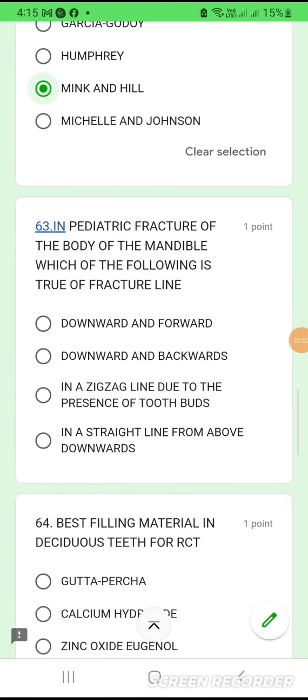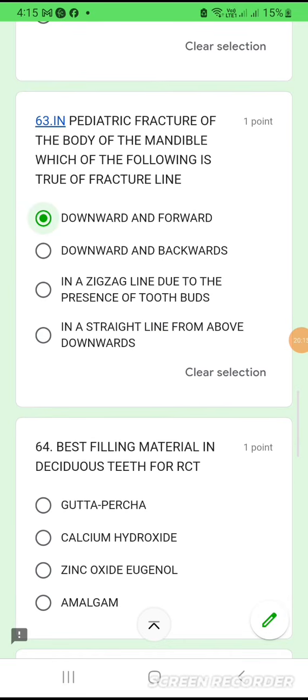Question number 63. Pediatric fracture of the body of the mandible. Which of the following is true of fracture line? In case of a pediatric fracture in the body of the mandible, the fracture line will be always downward and forward. So option A is the correct answer. Downward and forward. It is not downward and backward. It is not in a zigzag line. It is not in a straight line. It is always downward and forward.